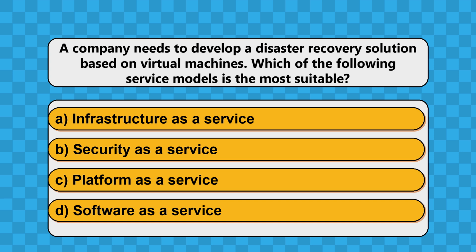Option A, infrastructure as a service. Option B, security as a service. Option C, platform as a service. Option D, software as a service. The correct answer is option A, infrastructure as a service.